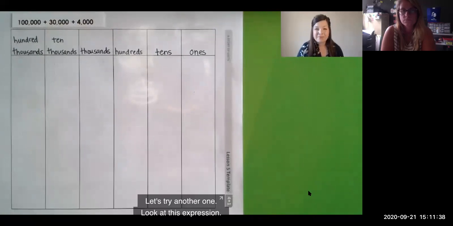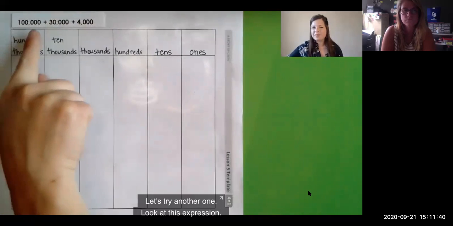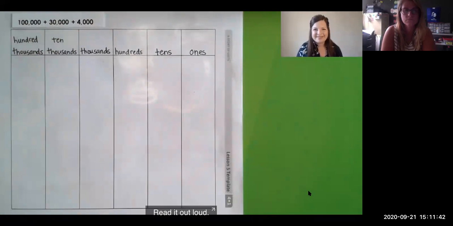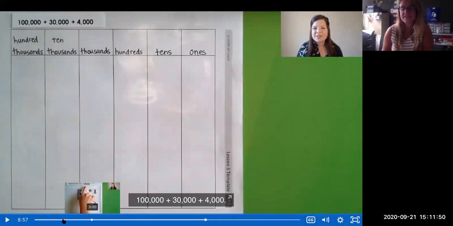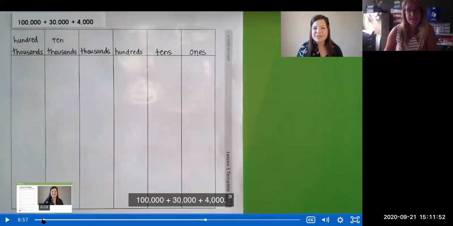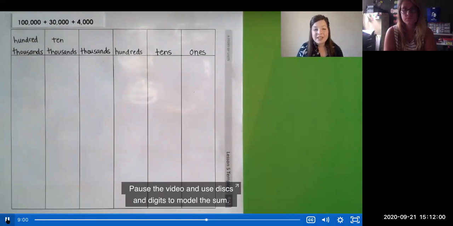Let's try another one. Look at this expression. Read it out loud. 100,000 plus 30,000 plus 4,000. Note that expression is an expanded form. The expression before was in unit form. Pause the video and use discs and digits to model the sum.